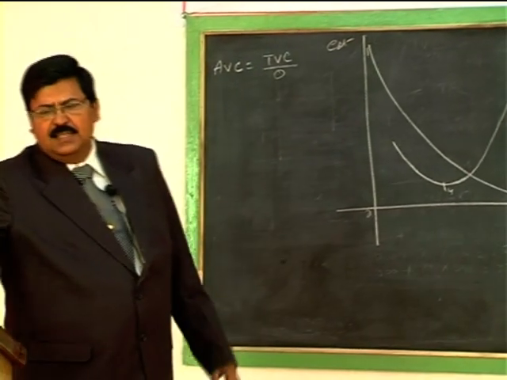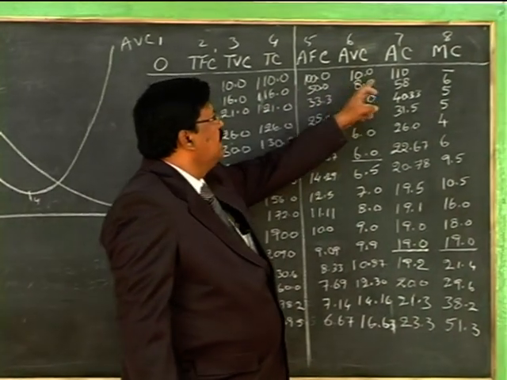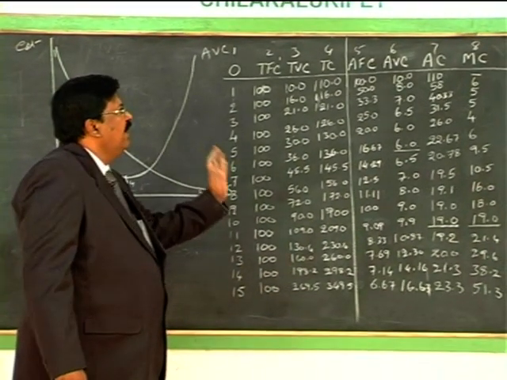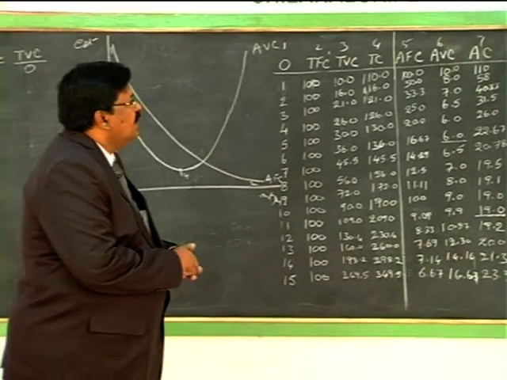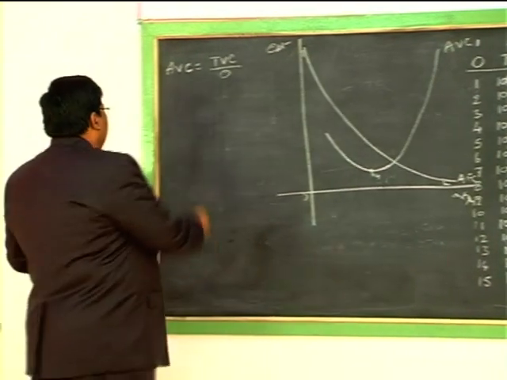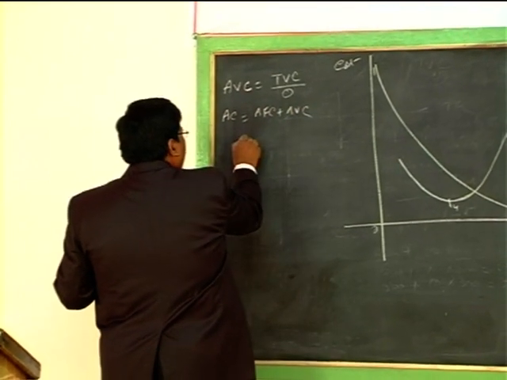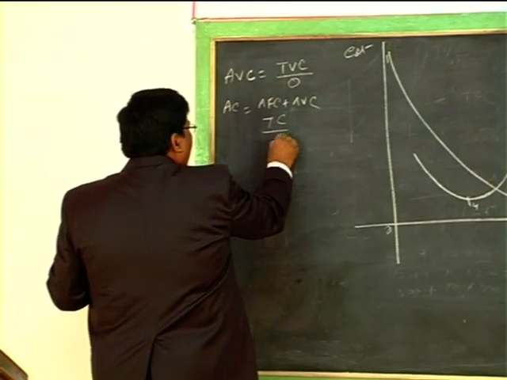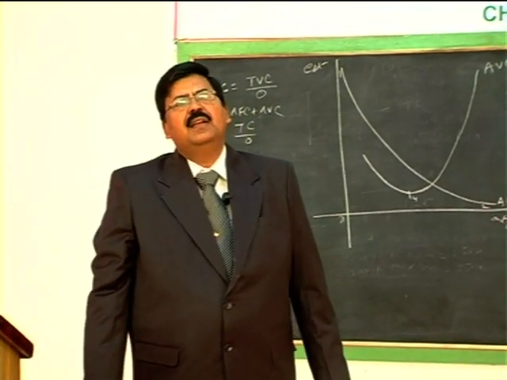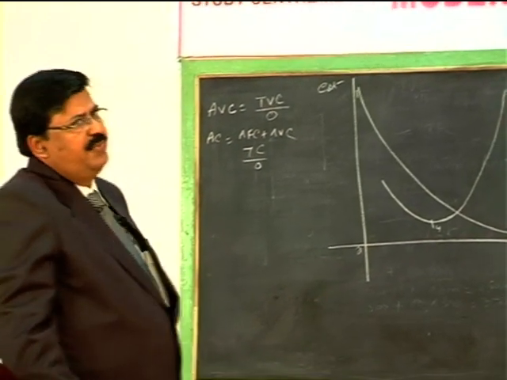So what is the average cost? There are two ways of calculating average cost. AFC plus AVC is equal to average cost. That is, column number 7 can be derived by summing columns 5 and 6. The sum of average fixed cost and average variable cost gives you average cost. And the second way is AC is equal to total cost by output. There are two ways of calculating average cost: by summing average fixed cost and average variable cost, or by dividing total cost by number of units of output.